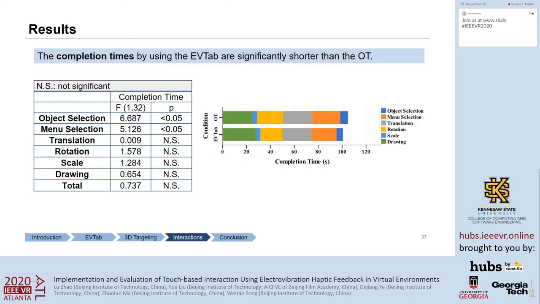A statistical analysis of the completion time shows a significantly shorter completion time when participants use the EVTAP. The time to perform the object selection and the menu selection using the EVTAP is significantly shorter than using the ordinary tablet. The homogeneous haptic feedback has the lowest speed and the least throughput among the feedback conditions in the 3D targeting task. Several participants claimed the same in this study. When they felt the friction force on the device, they decreased their movement speed, and the texture-like sensations during the drawing task made them focus, but on the contrary, it impeded the action.